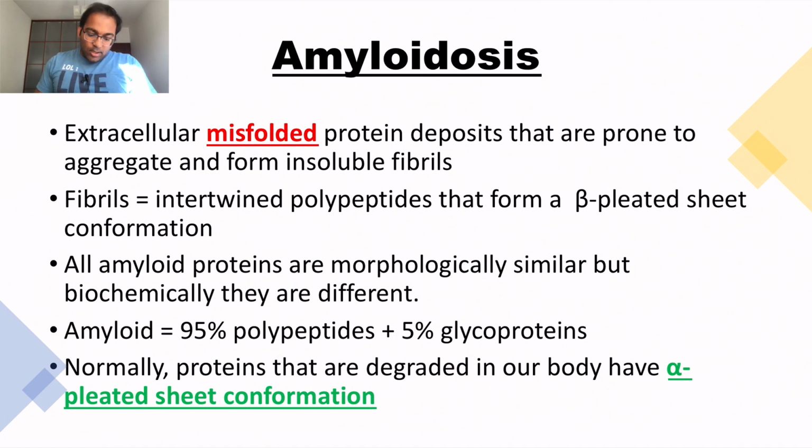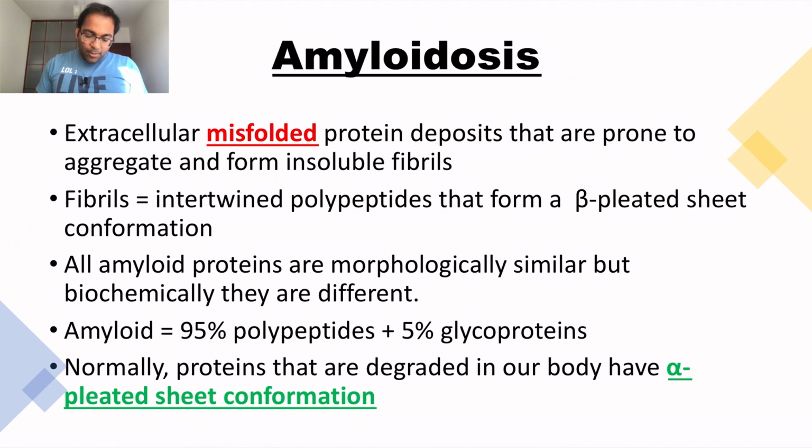Now, all amyloid proteins are morphologically similar, right? But their biochemical composition is a little bit different. You must know that amyloids are basically proteins that are really hard to get rid of. They don't undergo the normal protein degradation that is done in our body. So it's a waste protein, a useless protein that is just lying around and causing damage, and we will need to see what kind of damage amyloid causes and exactly how we can treat it.